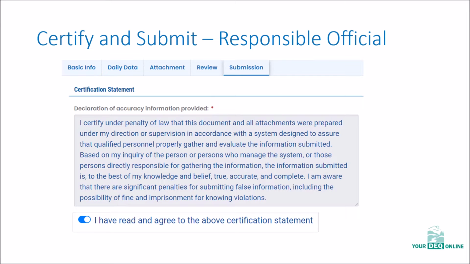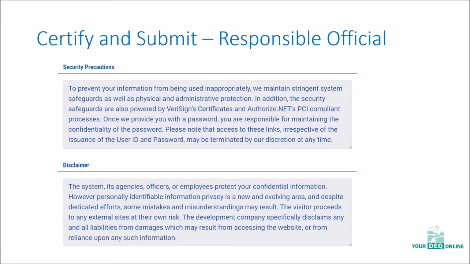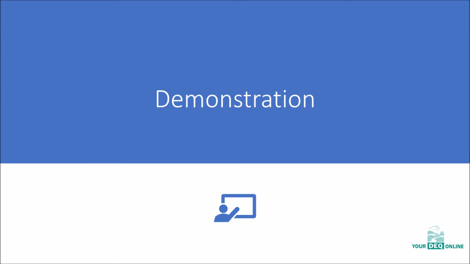If you're the RO, you'll read and agree to the certification statement, answer a security question and enter your PIN, review the security precautions and disclaimer statements, and then submit the application. We'll go over to the test site now and show you what this looks like from both the consultant and the RO's perspective.